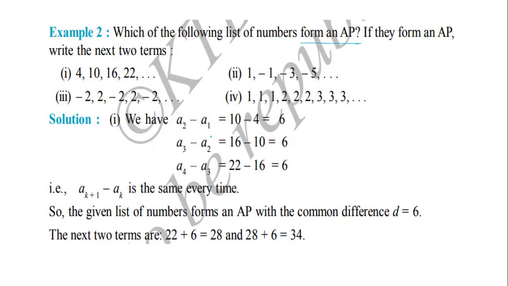Look here, A2 minus A1 is equal to 10 minus 4, which is 6. A3 minus A2 is equal to 16 minus 10, which is 6. A4 minus A3 is equal to 22 minus 16, which is 6. In all cases, D is the same. D is 6.